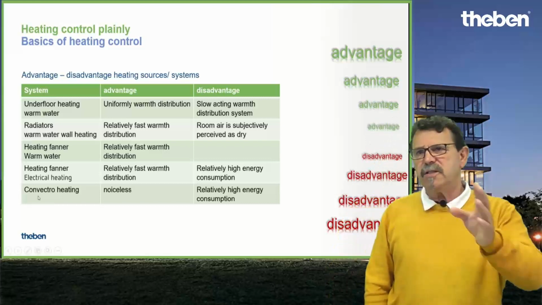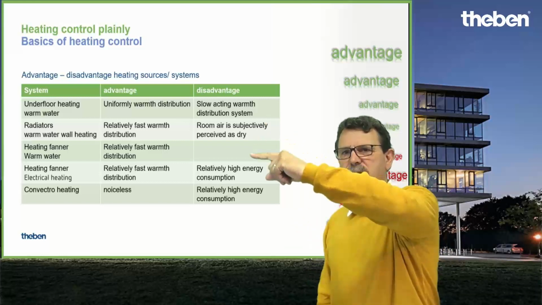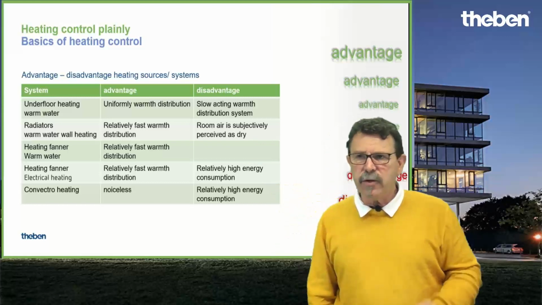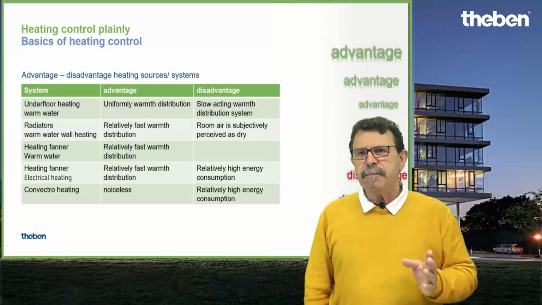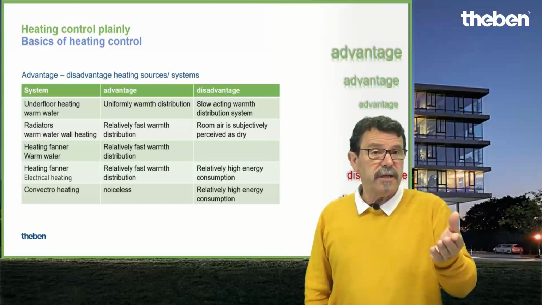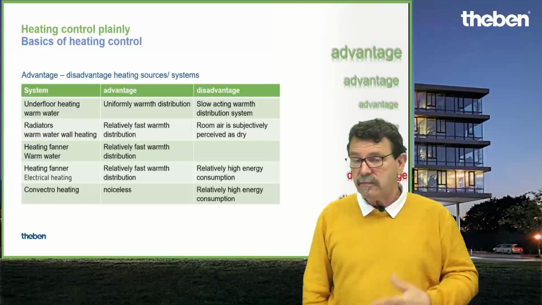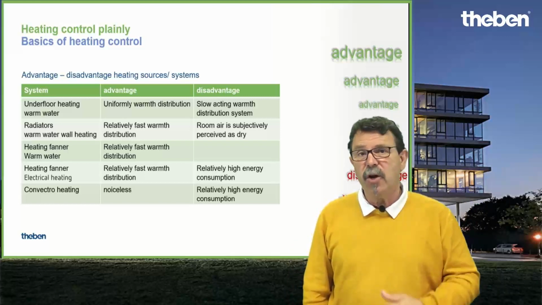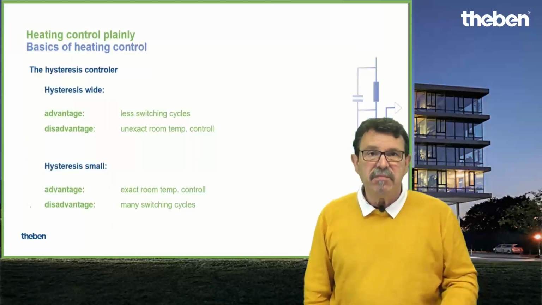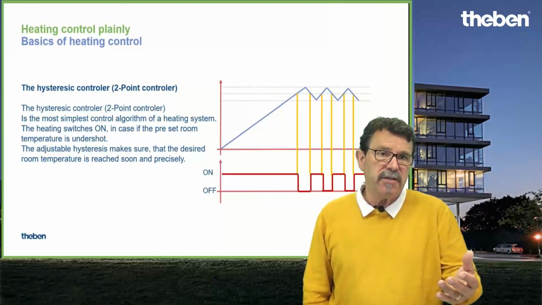You see here some advantages and disadvantages compared between underfloor heating, radiators, warm water fan heaters, or convector heatings. This finally has to be decided by the architect: what is best in order to heat up such a room or building, and what is best to control it or to energize it in the best way. However, the advantages and disadvantages you probably know, and you have to decide now what is best in this case.